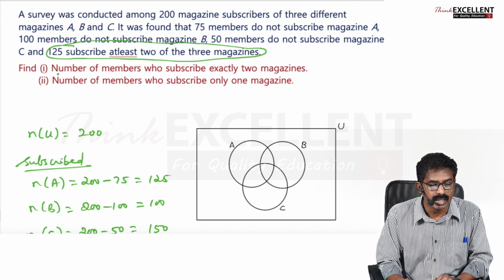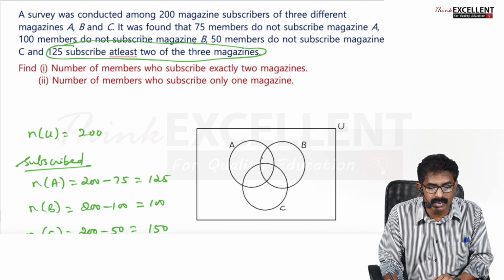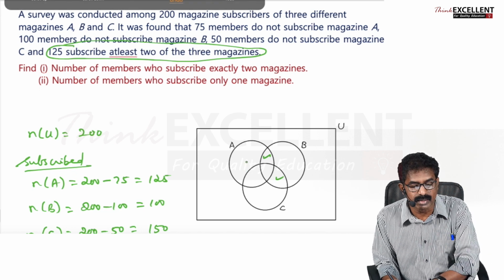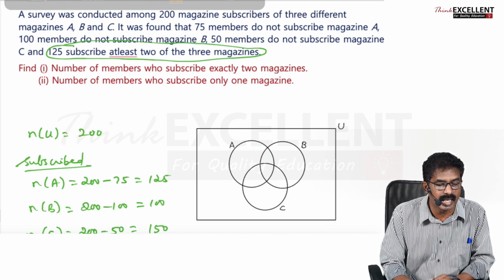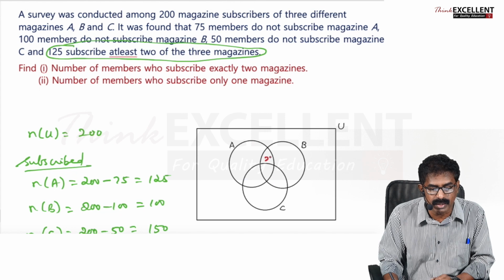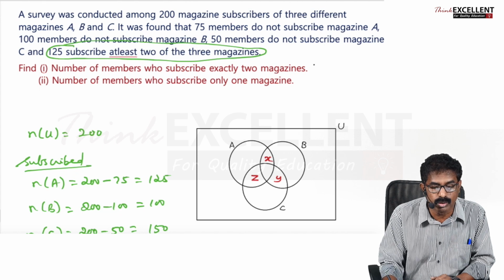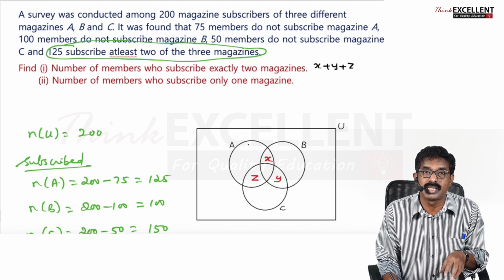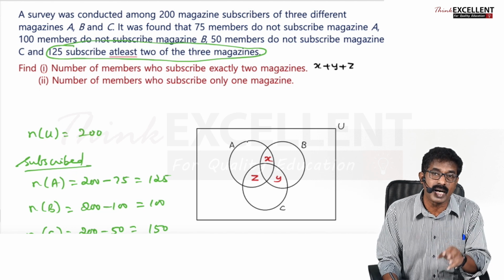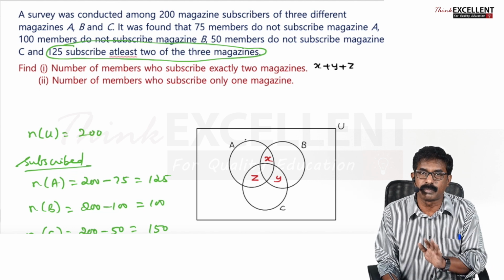Now what they asked: number of members who subscribe exactly to 2 magazines. That means we need the total of these 3. I'm taking that as x, y, z. So for the first one, the answer is x plus y plus z. Now look here, number of members who subscribe exactly to 2 magazines. So you are supposed to find x plus y plus z, because in those positions I marked x, y and z. If you mark a, b, c, you have to find a plus b plus c.